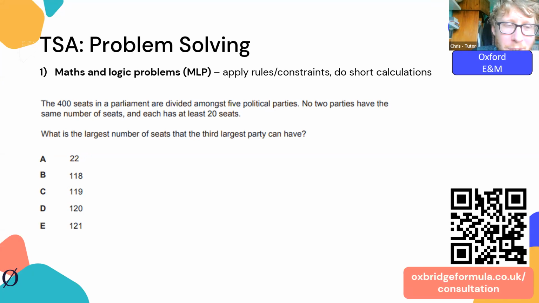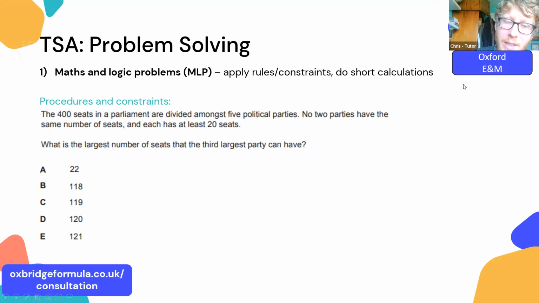Okay, so if you want to just go to the next slide, I think the first thing to do when reading a question is to maybe do some underlining. So what are the key parts of the question? So we've got 400 seats, 5 political parties. It says no two have the same number of seats. So this is a constraint type question. We're given some constraints on how the seats are divided. We've got to work out a number from that. So we want to carefully note all the parts of the constraint. And it says each has at least 20. And that's the last part of the constraint.